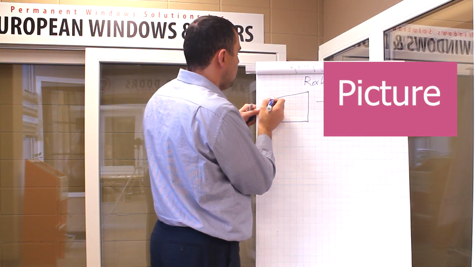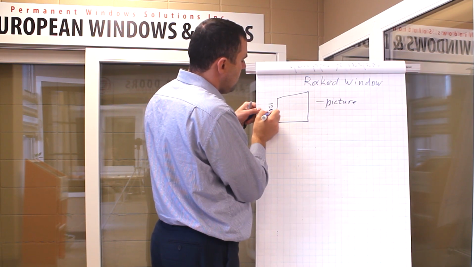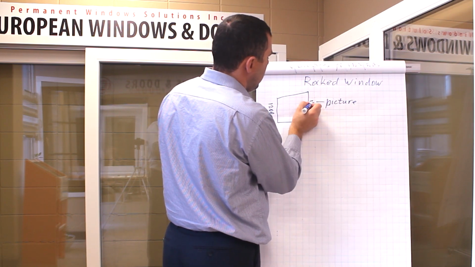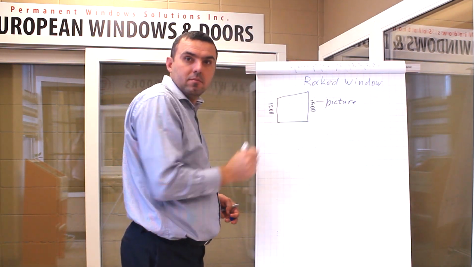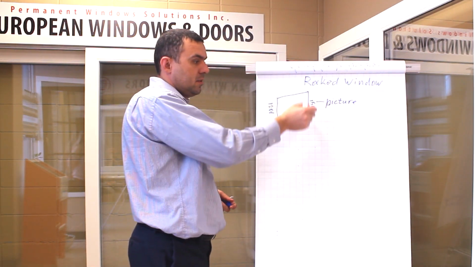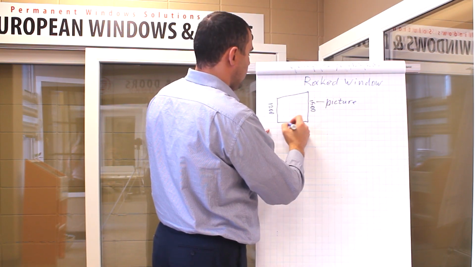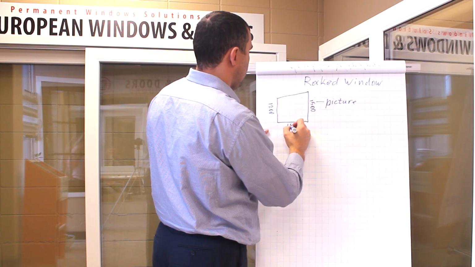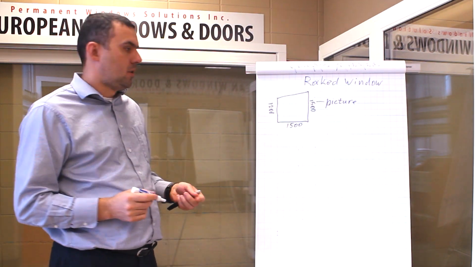So you do this size, let's say 1200, here 1500. Don't forget to give me two sizes of these raked windows, right? And here the width, let's say 1500. So it can be as a picture.